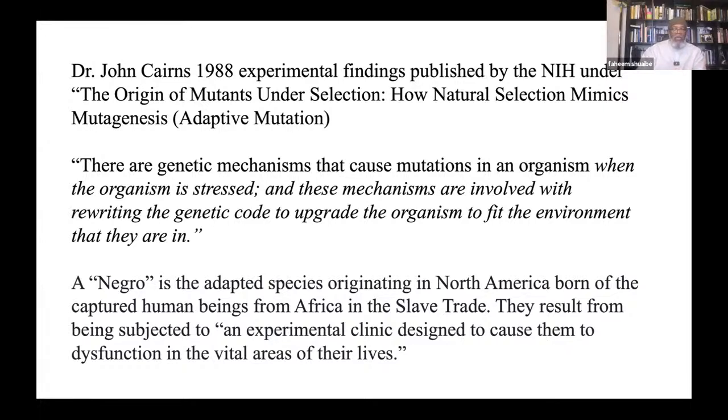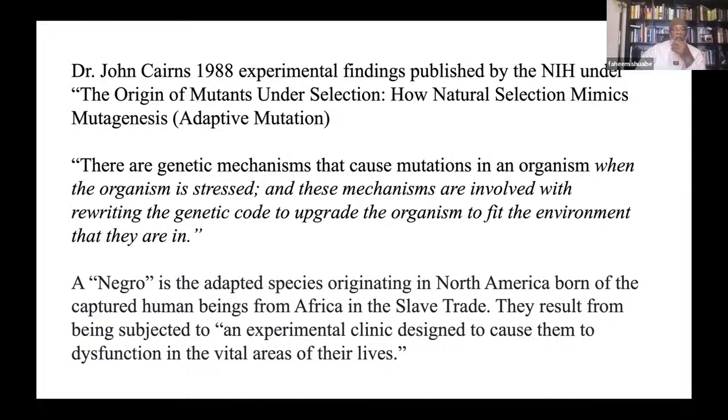It said that the Negro is an adapted species originating in North America, born of the captured human beings from Africa in the slave trade. I'm sure there's some animal, some creature, even some organic life. I think about watermelons, or maybe even sweet potatoes. There are certain fruits here in North America that were actually transplants from other countries. I know that's the case.